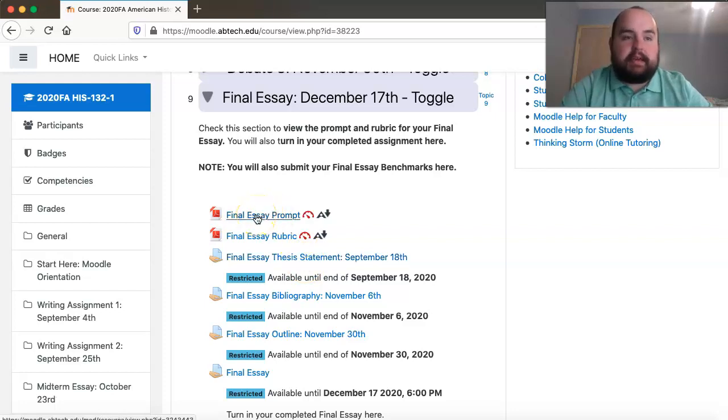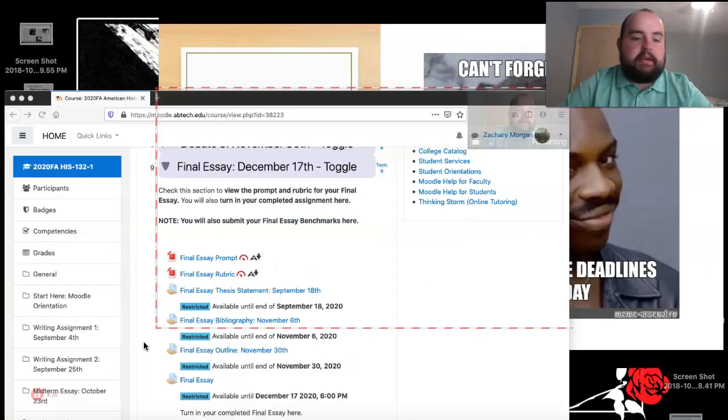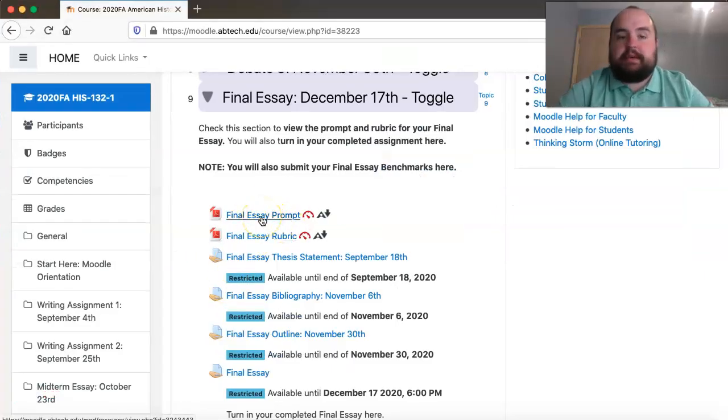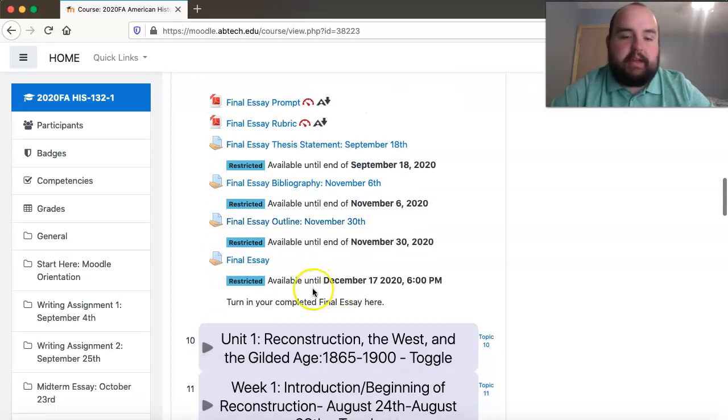It contains the prompt for the final essay as well as for all the other benchmark assignments. So to figure out more information on what to do for this assignment, all you have to do is check the final essay prompt section. You'll turn in the thesis statement here. When it's time for the bibliography, you'll turn it in here. When it's time for the outline, you'll turn it in here. And when it's time for the final essay, you will turn it in right here.